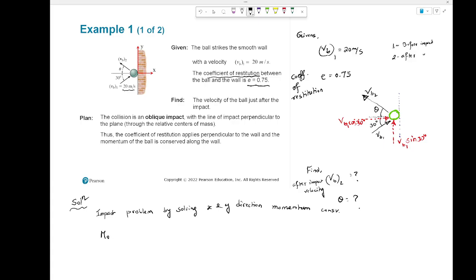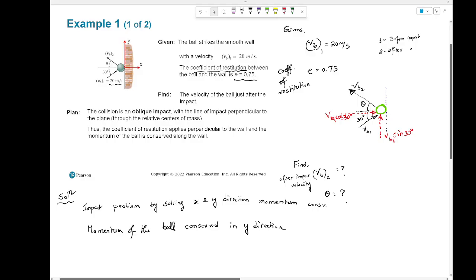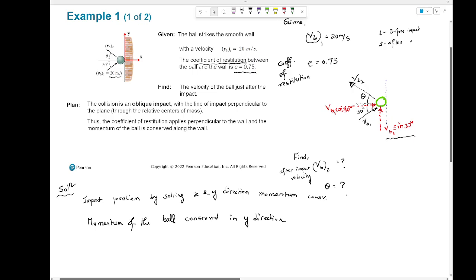Then you'd like to write momentum of the ball conserved in y direction, and in x direction as well. So we're going to write the equation for y direction. Momentum of the ball in y direction, you said it by yourself, right? You see this velocity VB1 sine 30, that's in y direction. So you can write VB1 sine 30, and it needs to be multiplied with the mass of the ball.